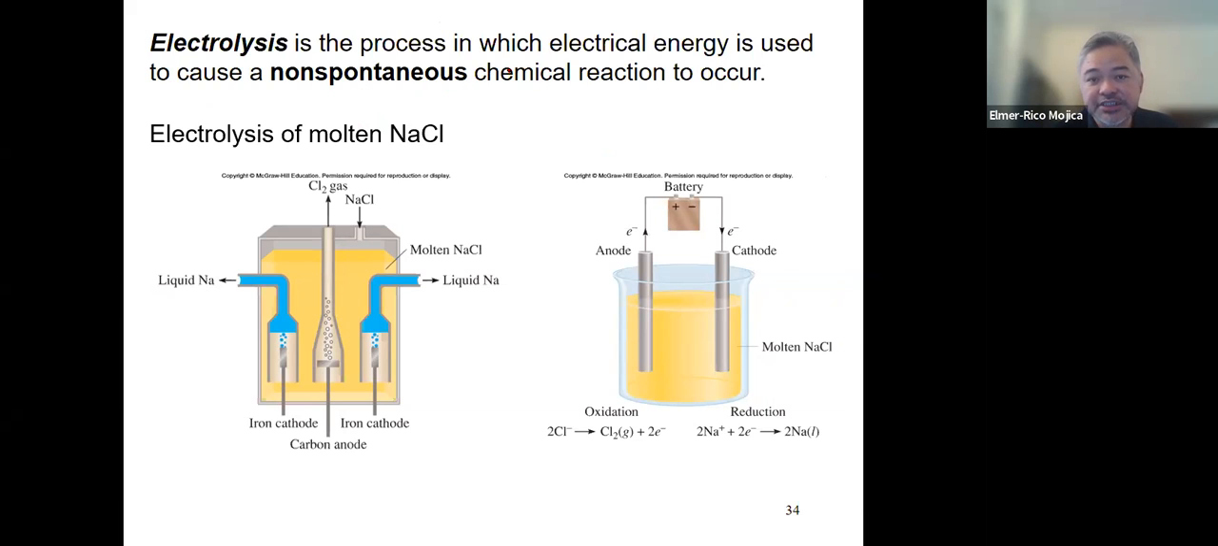So this is the process by which electrical energy is used to cause a non-spontaneous chemical reaction to occur. For instance, here you can get Cl2 gas and Na metal from NaCl. So what you do is you have a battery there that supplies the energy for this reaction to take place.